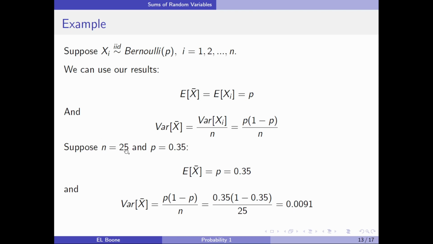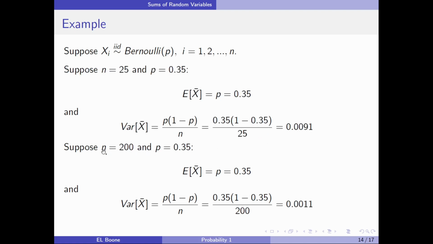So suppose n is equal to 25 and p is equal to 0.35, then we would expect p to be 0.35 and the variance to be 0.0091 if we had an n of 25. What happens if we had an n of 200? Well, the expected value is the same, but the variance has shrunk dramatically. Okay, it becomes 0.00001. So it's changed dramatically, and that's what we're going to try to make sure that we understand.